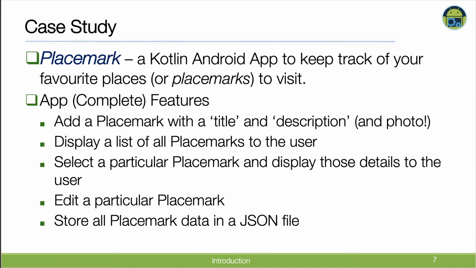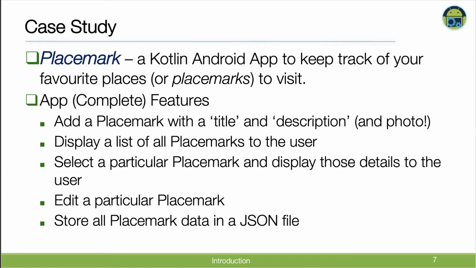We can display a list of all placemarks to the user. In our Kotlin app, it might be just a simple print line to the screen. But in the Android app, we'll be using things called adapters and different types of lists to be able to display that information. We can select a particular placemark and display those details to the user. So again, the console-based version might be just asking the user for an option, typing in a number, a choice. Whereas in the Android version, we could make our list clickable, and you could select an individual element, an individual placemark.